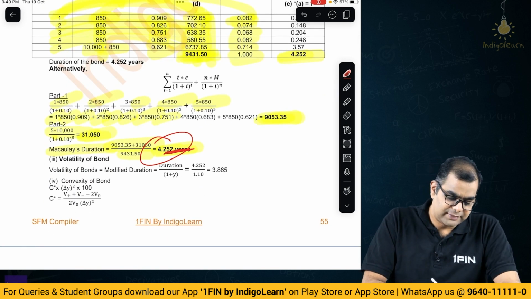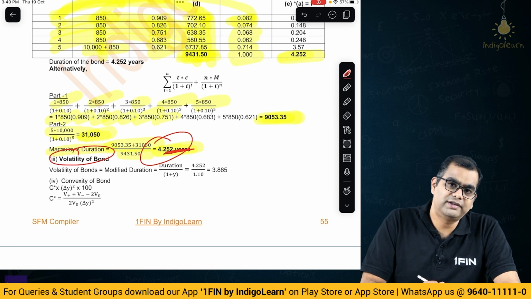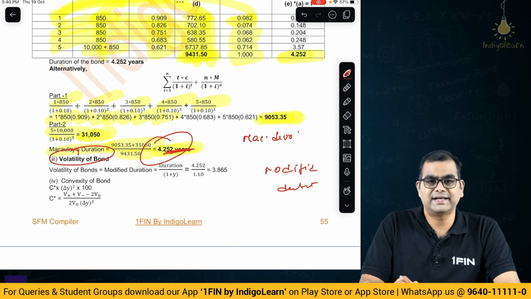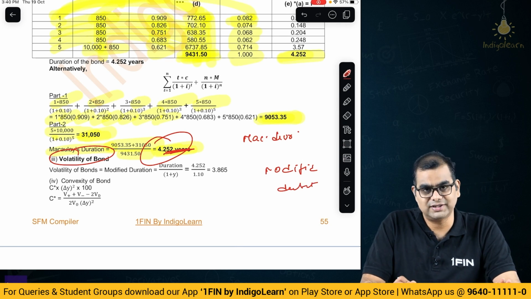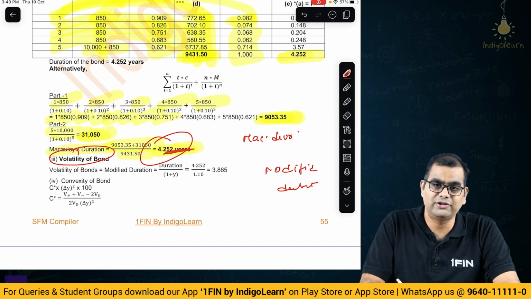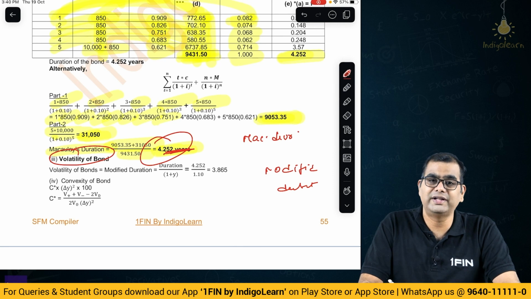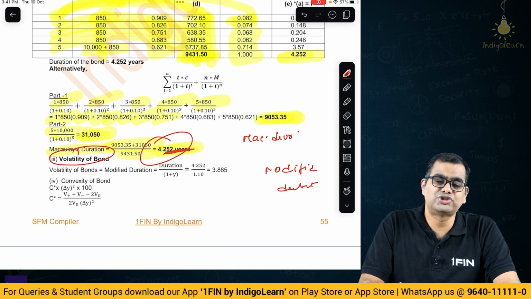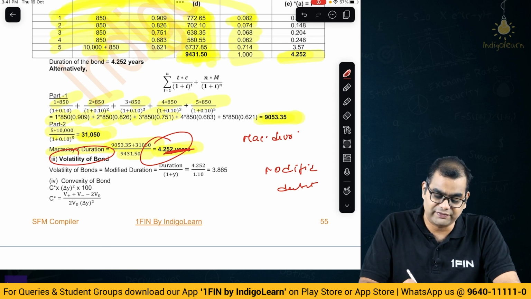Okay, now there is something called volatility of the bond. What is volatility of the bond? So I told you Macaulay duration, then I told you modified duration. So in exam, they will not ask you just duration. They will either ask you Macaulay or modified. If they don't say that, you have to understand the question and figure out what they are asking. Are they asking Macaulay or modified? Now, typically when they ask for duration, it is usually Macaulay duration. However, when they are asking you in terms of sensitivity of bond price to change in interest rate, they are referring to modified duration.